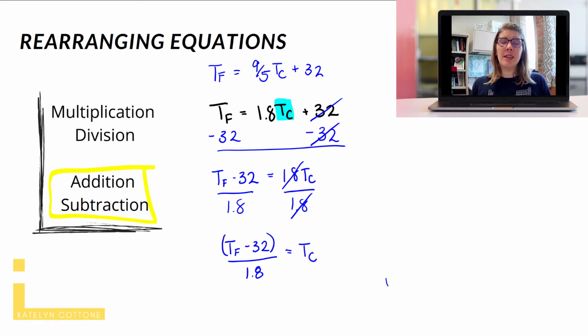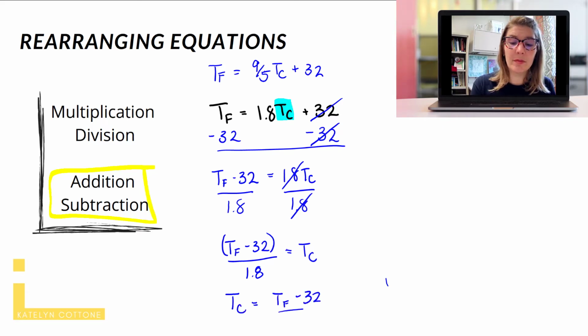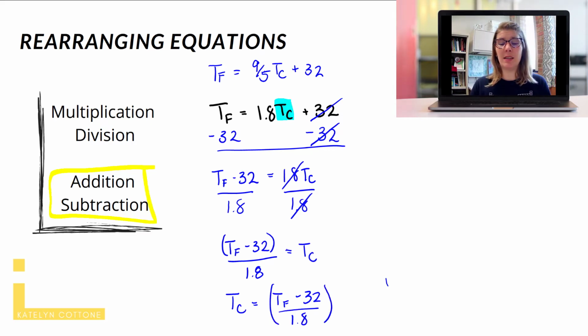Like all of our other examples, if you see the temperature in Celsius on the left-hand side and the rest of it is flipped on the right, like I'm going to draw right now, don't worry about it. It's the same thing. It's just convention in math class to put the variable that you're solving for on the left-hand side.